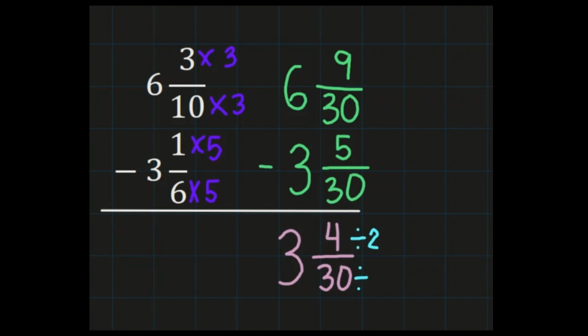If I notice that both numbers are even, I can use a 2 as a common factor and simplify to 3 and 4 divided by 2 is 2, and 30 divided by 2 is 15. So 6 and 3/10 minus 3 and 1/6 equals 3 and 2/15.